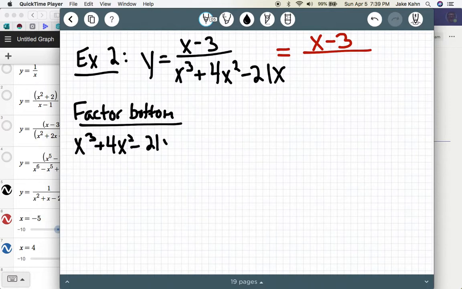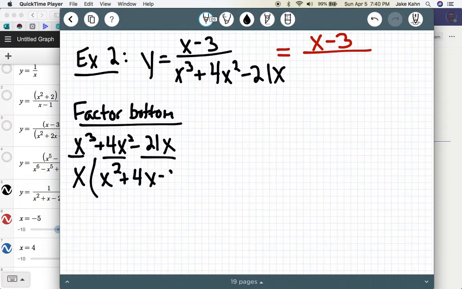This is a cubic, which we can't factor unless we take out a GCF. Thankfully, we can take out a GCF of x here, so I'm going to do that. x goes into each of these terms, so I'm going to take it outside of parentheses, and then write the resulting expression inside: x squared plus 4x minus 21.